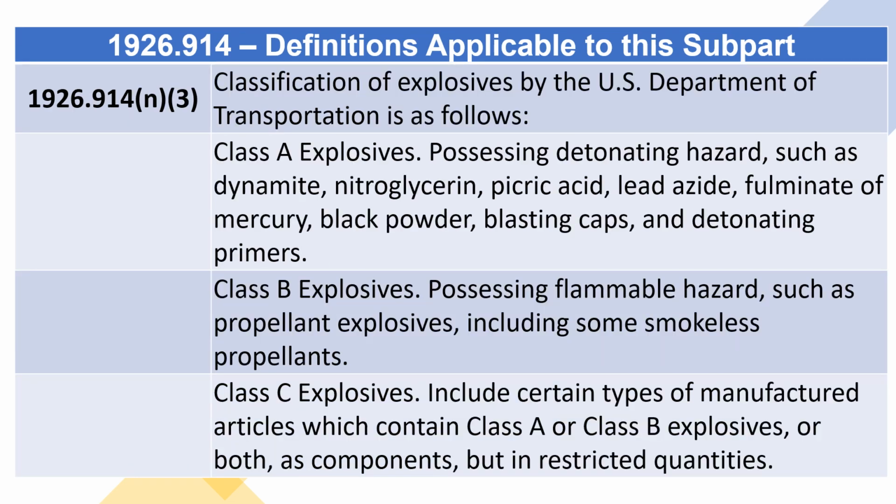1926.914(n)(3). Classification of explosives by the U.S. Department of Transportation is as follows. Class A explosives possess a detonating hazard, such as dynamite, nitroglycerin, picric acid, lead azide, fulminate of mercury, black powder, blasting caps, and detonating primers. Class B explosives possess a flammable hazard, such as propellant explosives, including some smokeless propellants. Class C explosives include certain types of manufactured articles which contain Class A or Class B explosives, or both, as components, but in restricted quantities.